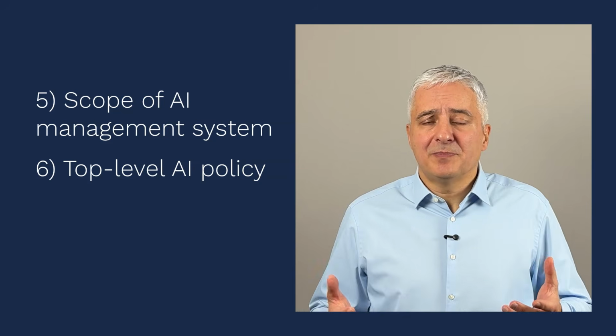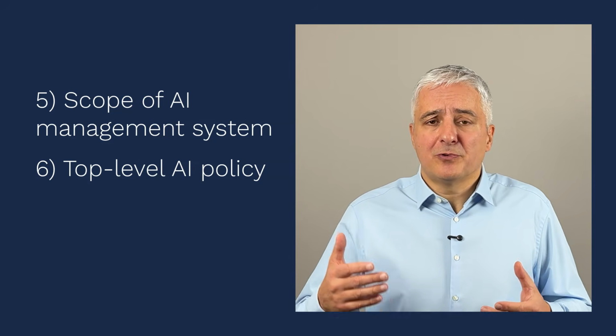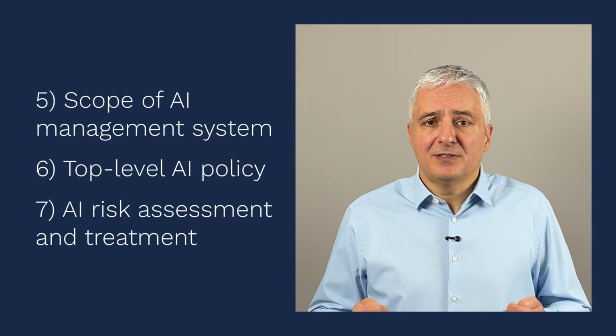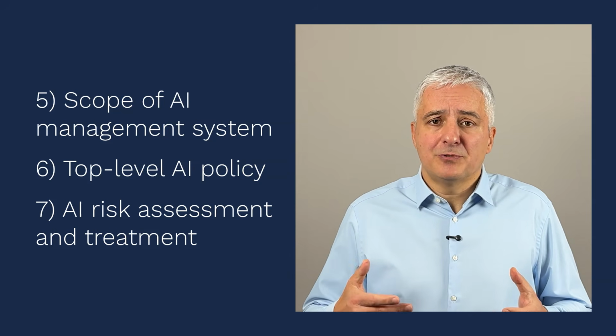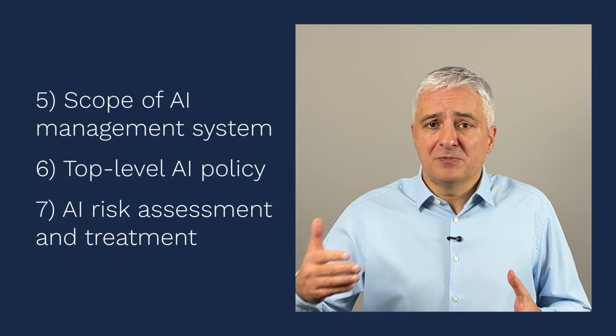And then the next step is very important, and this is that you perform AI risk assessment and treatment. This basically means that you have to find out all the potential problems that could happen because of your AI systems, and then find the safeguards or controls that can decrease those risks. And by the way, Annex A of ISO 42001 lists 38 potential controls that you can use to decrease these risks.